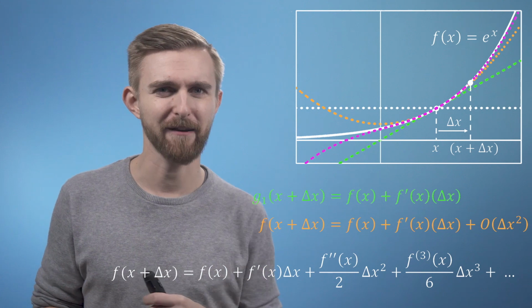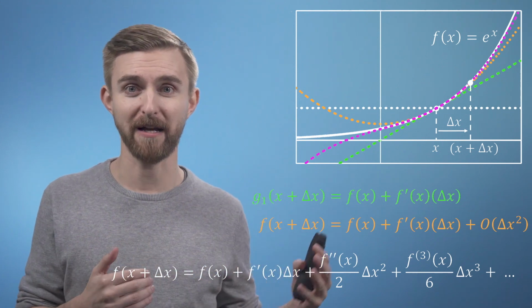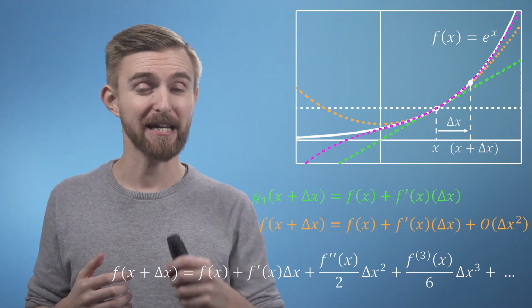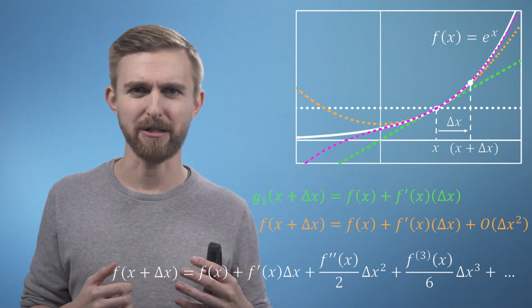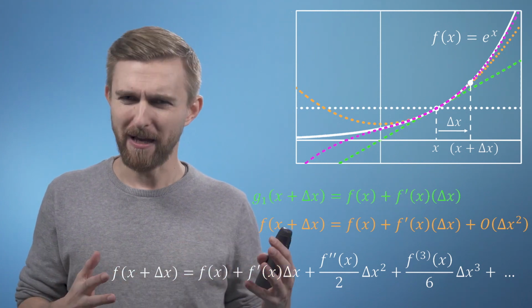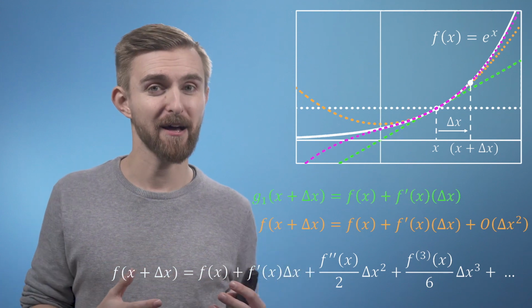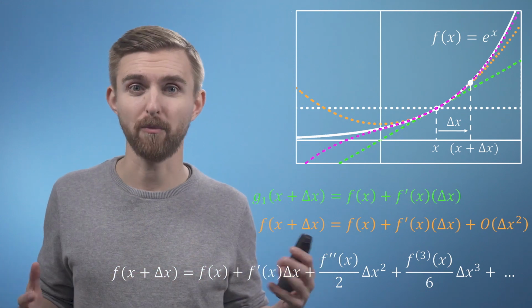This process of taking a function and ignoring the terms above delta x is referred to as linearization, and I hope it's now clear to you why that's the case. We've taken some potentially very nasty function and just approximated it with a straight line.